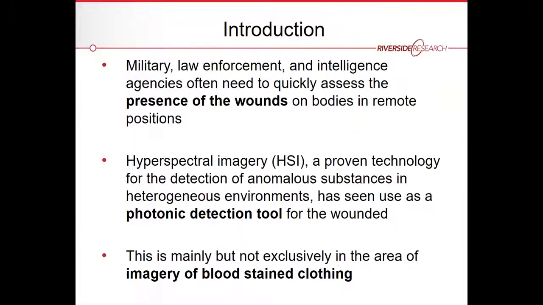I would like to give an introduction of what I'm going to cover in this talk, basically the guts of it. Military, law enforcement, and intelligence agencies often need to quickly assess the presence of wounds on bodies in remote positions. Hyperspectral imagery, a proven technology for the detection of anomalous substances in heterogeneous environments, has seen use as a photonic detection tool for the wounded. This is mainly, but not exclusively, in the area of bloodstain imaging of bloodstained clothing.